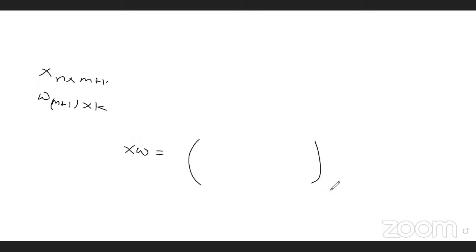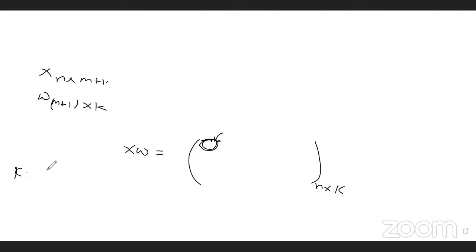So remember here, x is of shape n cross m plus 1, and w is of shape m plus 1 cross k. So your x into w is going to give you a matrix of shape n cross k. Here each value gives you the value corresponding to a discriminant function.